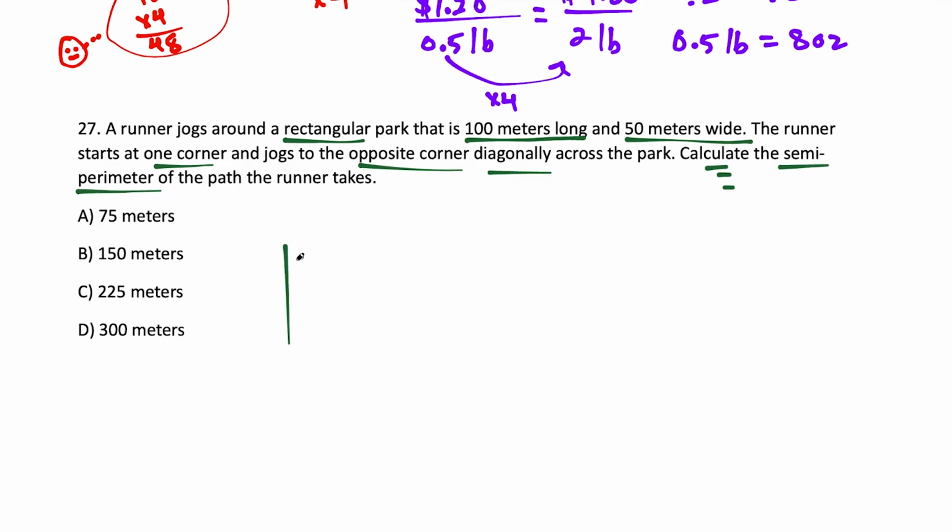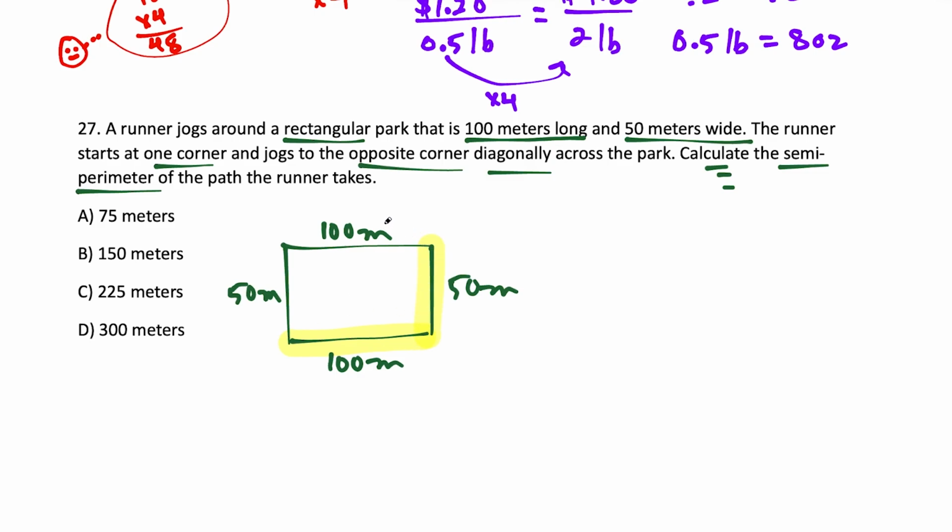So this park we could model with a rectangle. Okay, they told us that the park is rectangular, which means it's in the shape of a rectangle. And the park is 100 meters long and 50 meters wide. Okay, we know that in a rectangle, opposite sides are equal in measure. So I could say that this side over here is 100 meters, and I could say this side over here is 50 meters.